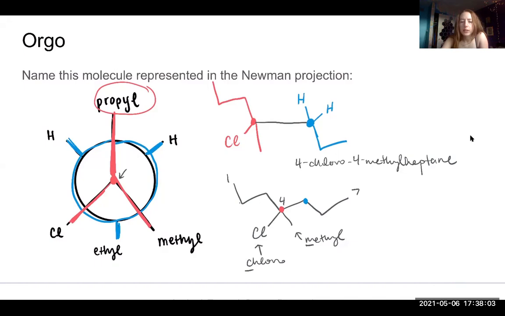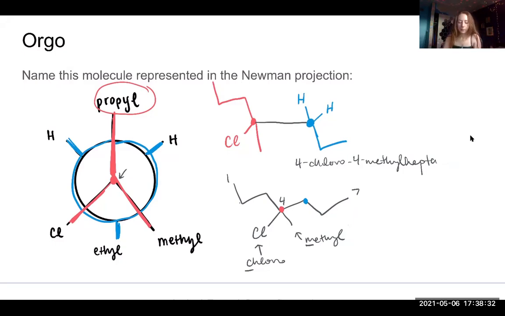Why does the propyl look different? Did you draw a butyl instead of chloro? 1, 2, 3. No, I don't think I did. So this still has 3 carbons, just as this did. Okay, so nothing changed there. If that's what you're referring to, this is also an ethyl, which didn't change from here. So yeah.